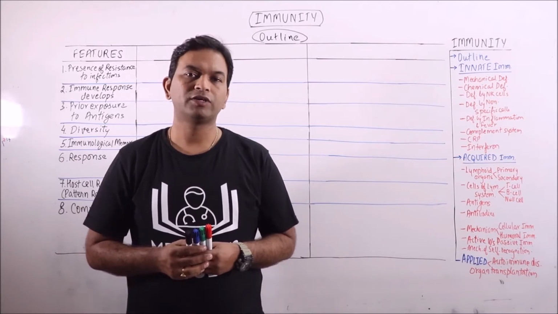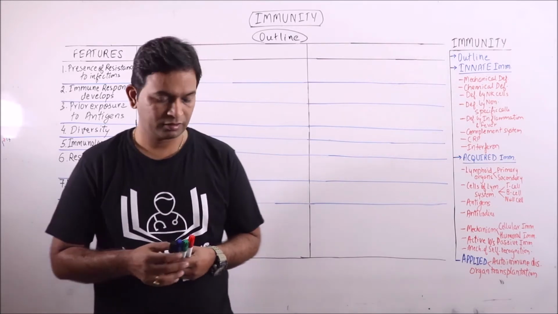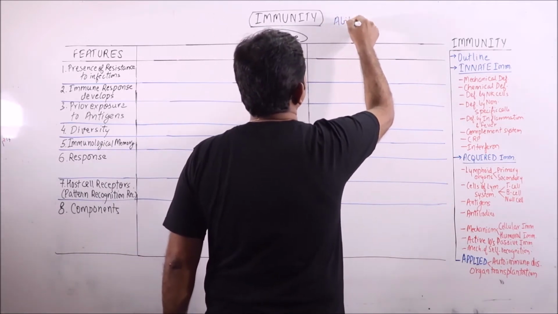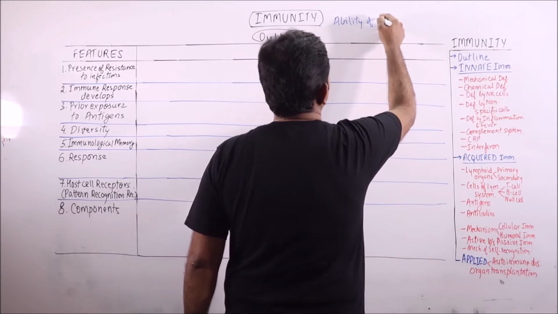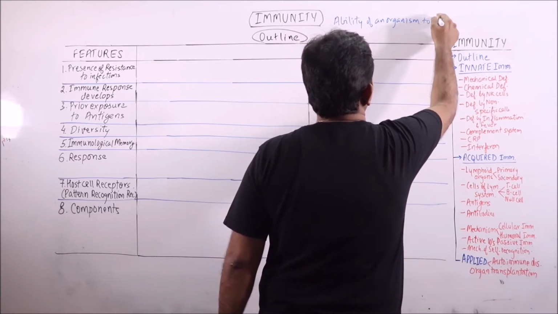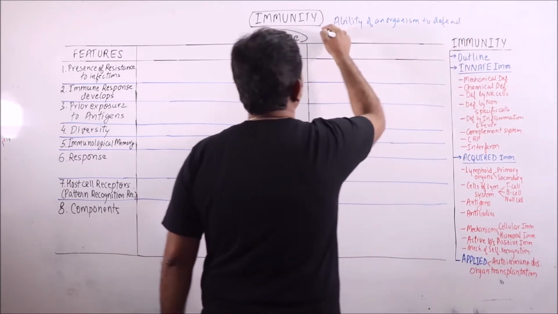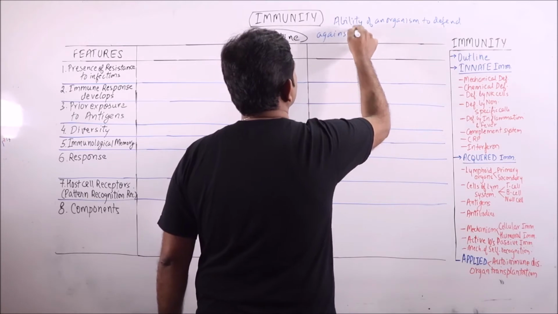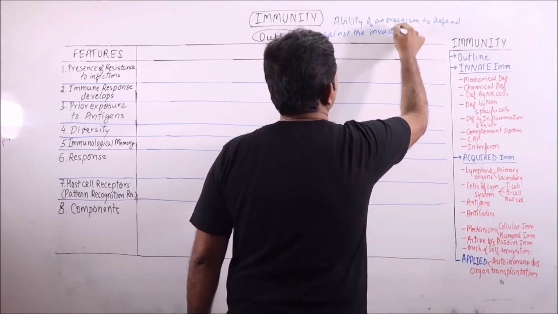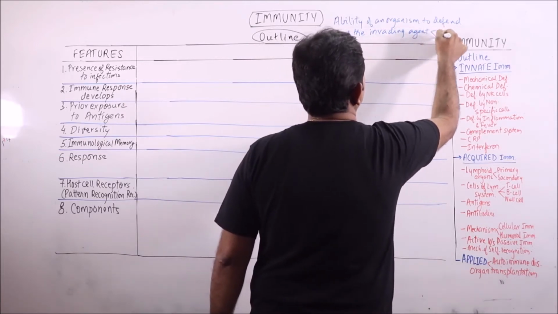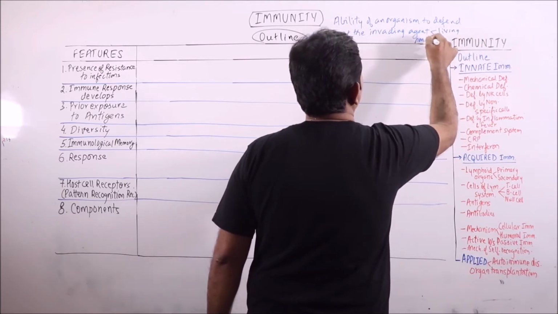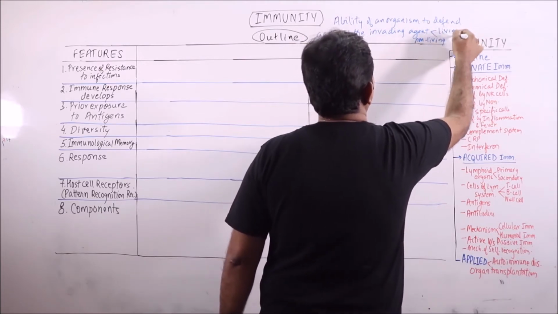In this video, we are going to discuss the outline of immunity. First of all, what is immunity? Immunity is the ability of an organism to defend against the invading agent, which may be living or non-living.